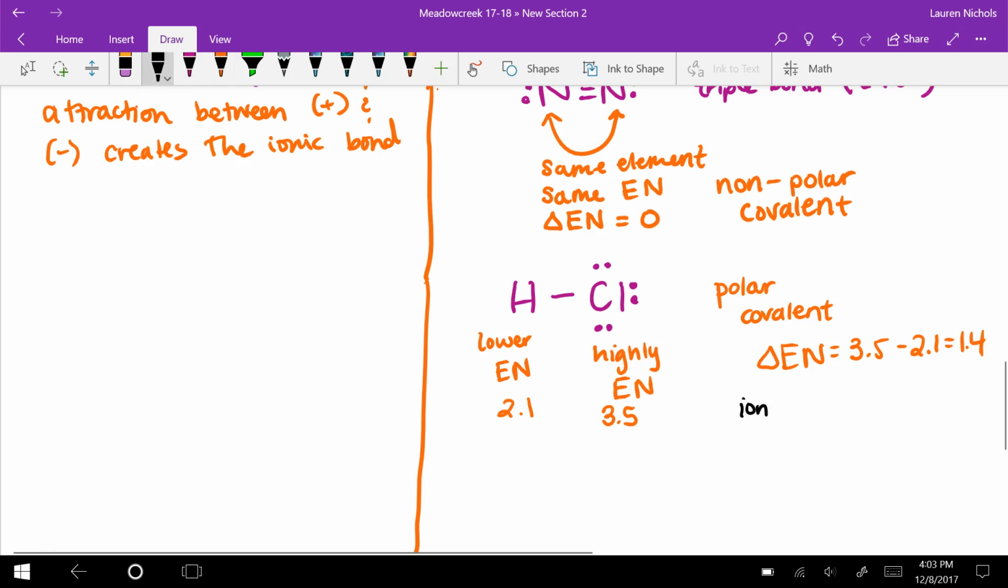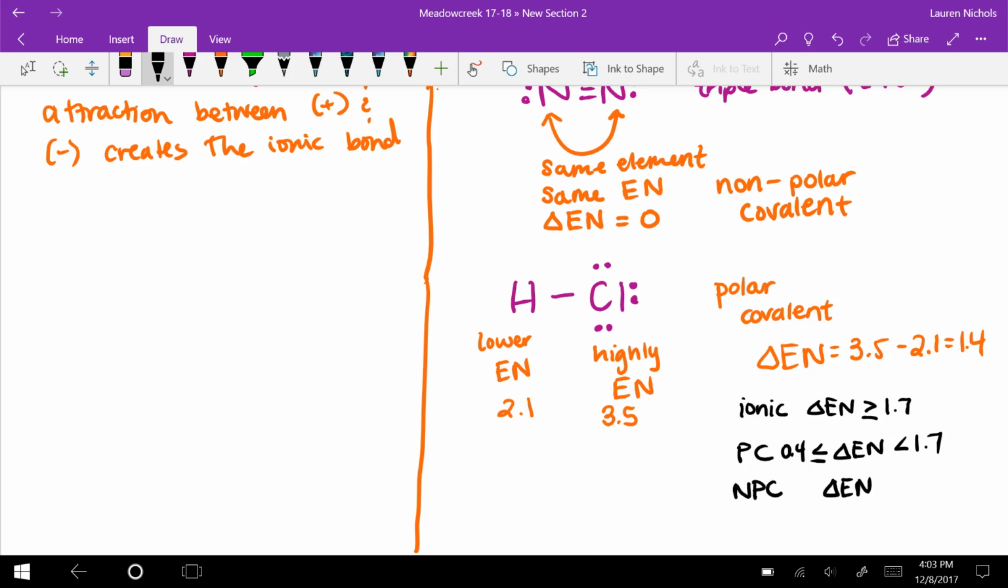We know that for an ionic compound, you have to have a delta electronegativity difference greater than or equal to 1.7, but for polar covalent, your delta electronegativity value needed to be less than 1.7, but it had to be greater than or equal to 0.4, which is exactly where our delta electronegativity value for HCl falls into place. And to be non-polar covalent, your delta electronegativity value had to be less than 0.4.